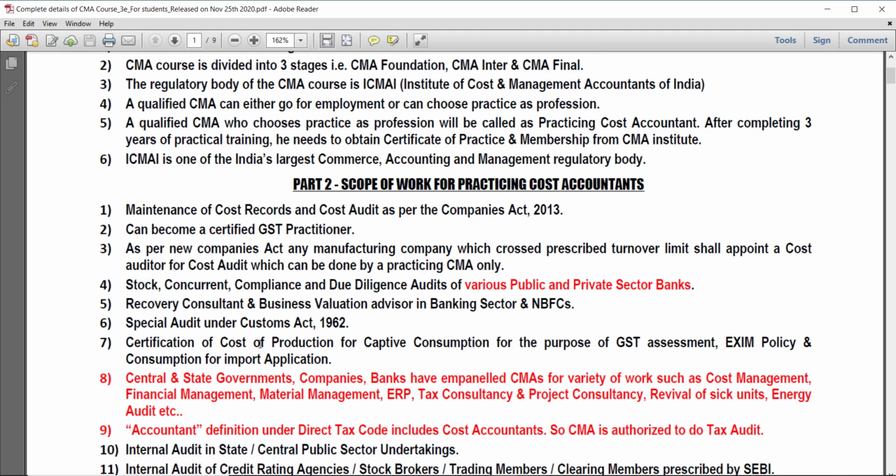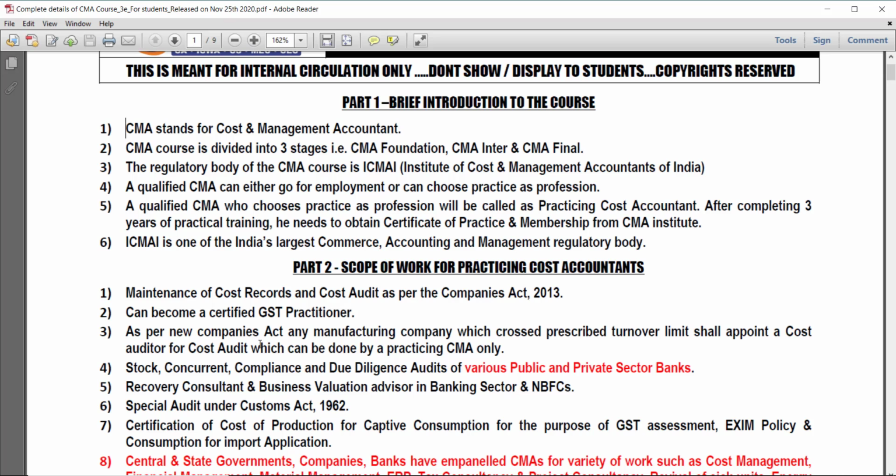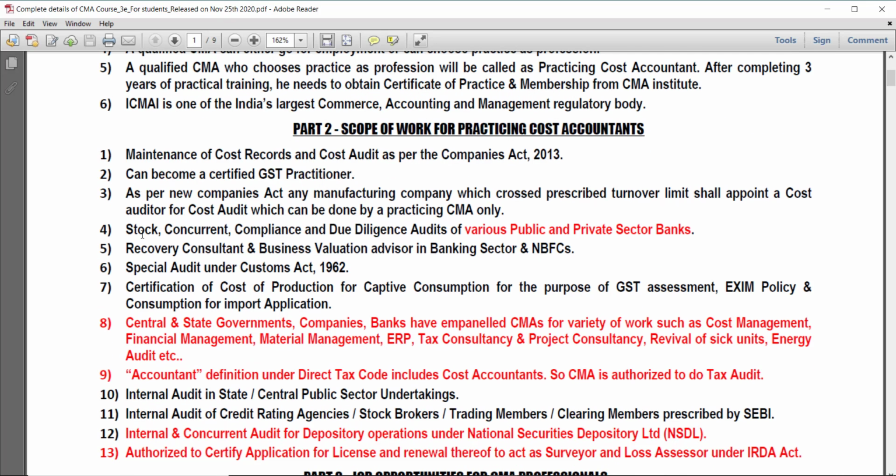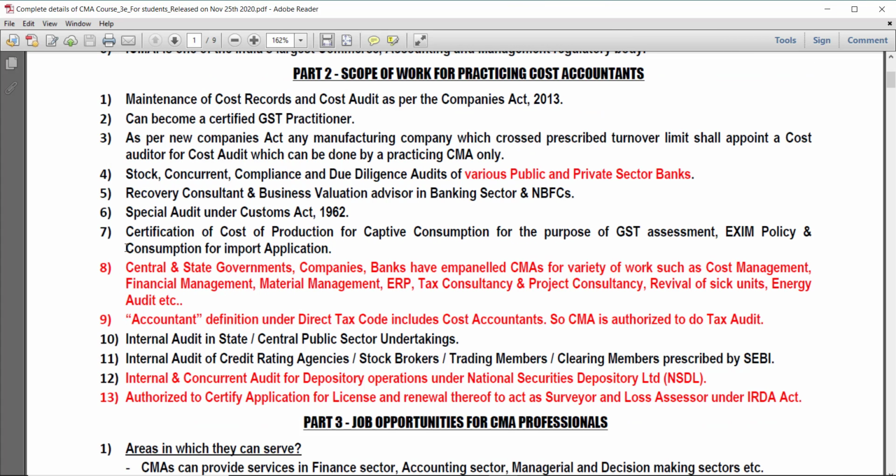Let me explain the opportunities available for a practicing cost accountant. He can be appointed as a cost auditor for manufacturing companies or manufacturing entities which cross a prescribed turnover limit in the particular financial year. He can even be appointed for stock audits, concurrent audits, compliance and due diligence audits of various public and private sector banks. He can even be appointed as a recovery consultant and business valuation advisor in the banking sector and NBFCs. He can be appointed as an auditor for special audits under the Customs Act.